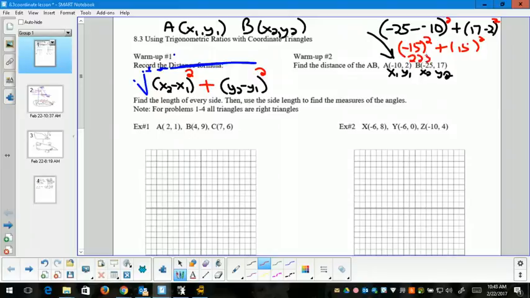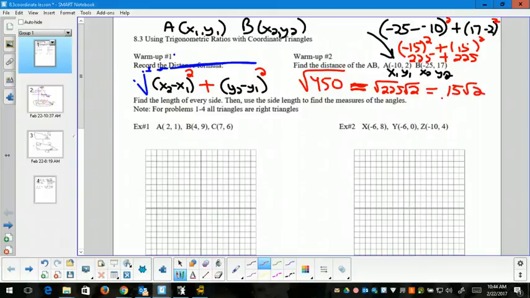So 225 and 225 adds up to 450. So this is the square root of 450. Some of you got a decimal approximation for it. That's okay. It didn't say leave it in simplest radical form, but it also didn't say what to round to. So if I break this down, 25 goes into it. It's exactly 225 times 2, which is 15 square roots of 2. It's exactly 15 square roots of 2. That would be approximately a different decimal value.